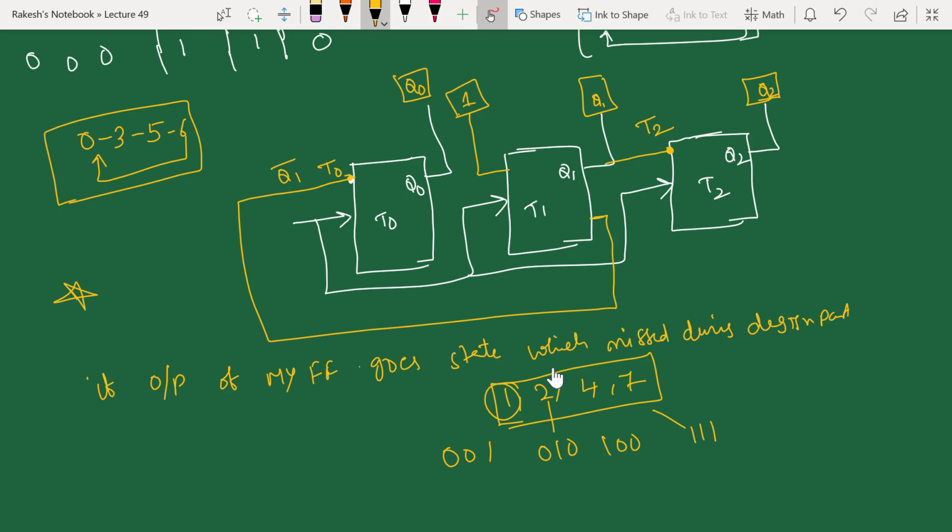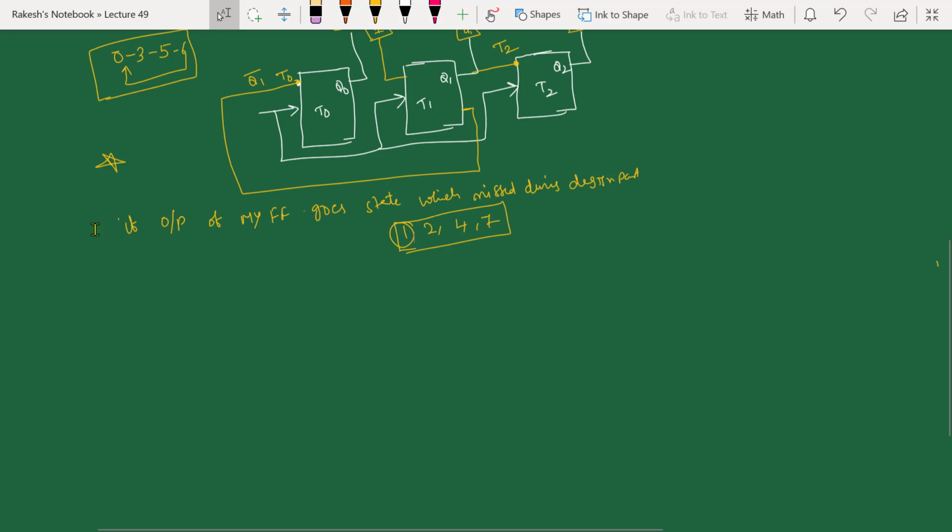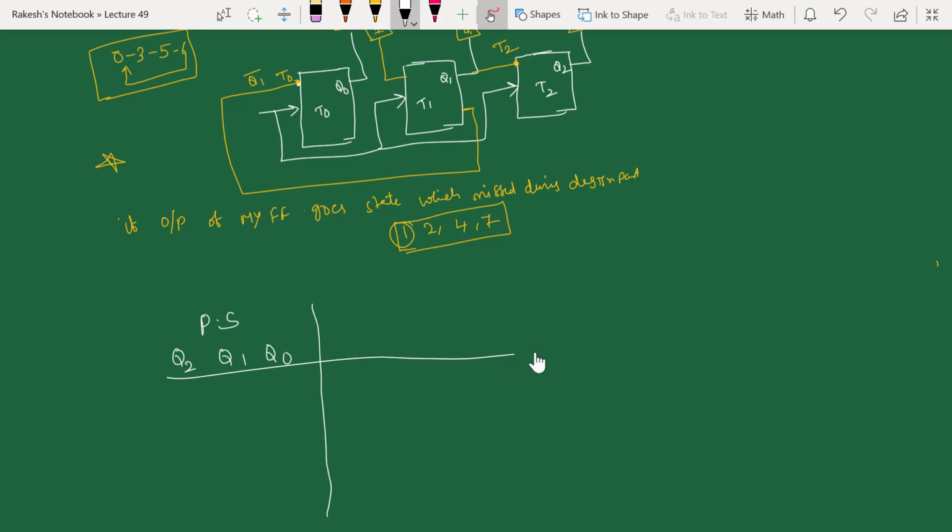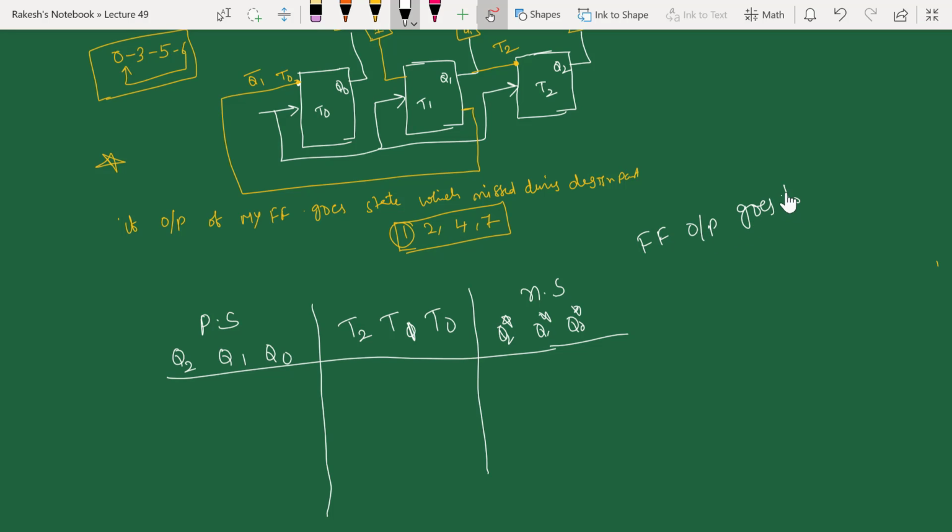So if you assume, now let us consider the present state of outputs Q2, Q1 and Q0, and the respective inputs T2, T1, T0, and coming to the next state, that is your Q0 star, Q1 star and Q2 star. So this table will give you the behavior whenever your flip-flop outputs go to an invalid state.